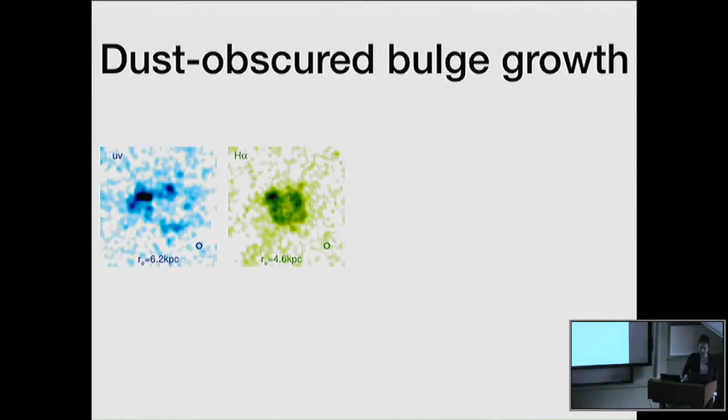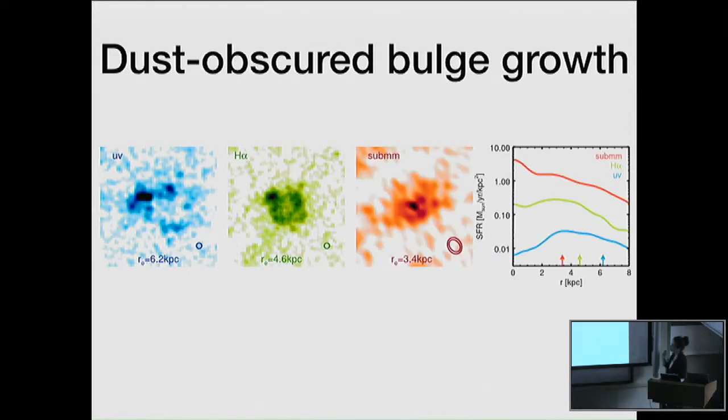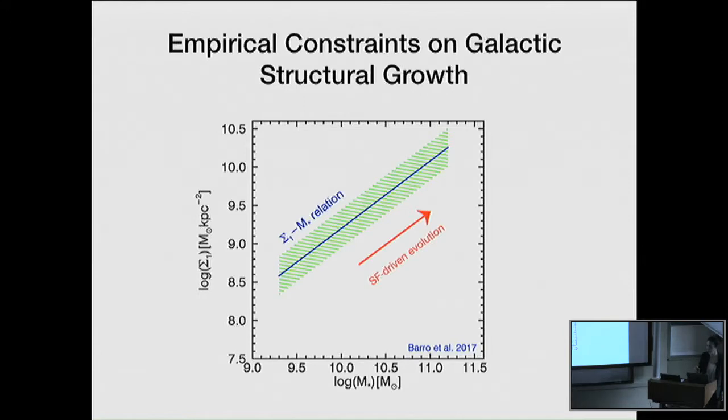However, if you look at the dust continuum emission, this ring is filled in by dust continuum emission. And so there is significant dust-obscured bulge growth in this galaxy. Since I am out of time, I'll just skip ahead, but the point is that we can use these types of observations to place empirical constraints on how galaxies grow. What this is showing is that, if this galaxy is representative, we can account for the structural buildup of galaxies simply by star formation. We don't need to invoke other processes like mergers or compaction to redistribute stars after they're formed.